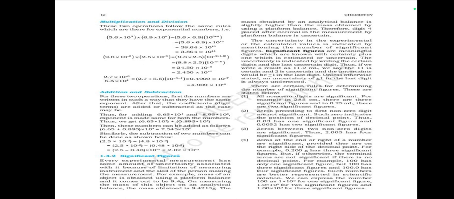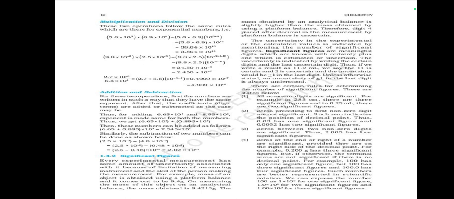Thus, we get 6.65 times 10 to the power 4 plus 0.895 times 10 to the power 4, and then these numbers can be added as follows: 6.65 plus 0.895 times 10 to the power 4 is equal to 7.545 times 10 to the power 4.